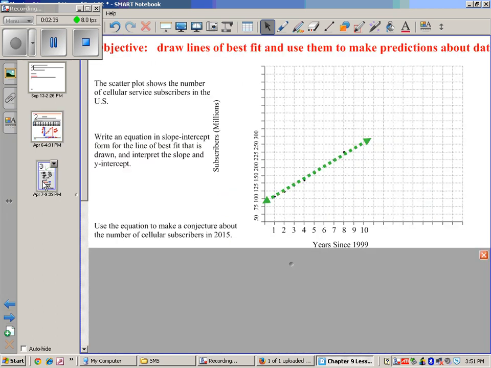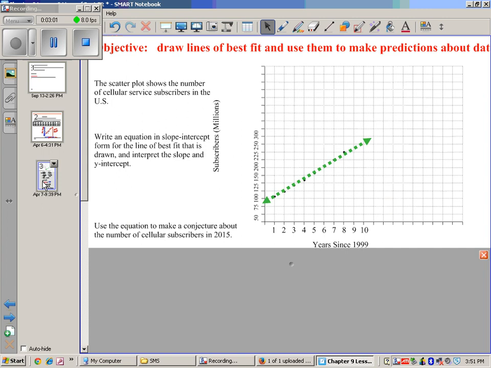Okay, the scatter plot shows the number of U.S. cellular phone subscribers in the U.S. Write an equation in slope-intercept form for the line of best fit that is drawn and interpret the slope and y-intercept. Going back a few chapters now for our slope and y-intercept forms that we had to use. Use the equation to make a conjecture about the number of cellular subscribers in 2015.